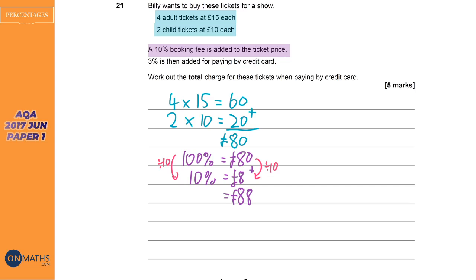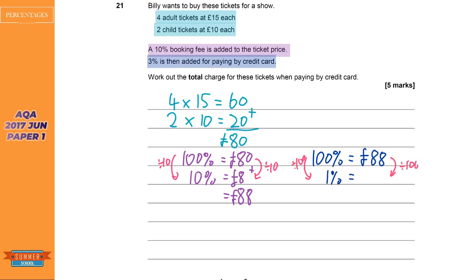Then after that, let's go with blue. We've got this 3% that's added for paying by credit card. So we're going to start off again. We've got 100% now is the £88, because that's how much the total cost is with the booking fee. And we can work out 1% by dividing it by 100. And so that will be 0.88. And then we can work out 3% by timesing it by 3.